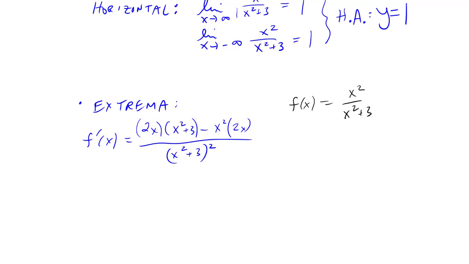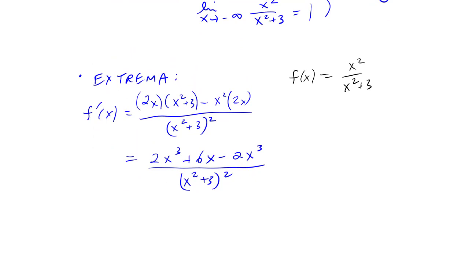Okay, and so I have to work this out now. So that's going to be 2x cubed plus 6x minus 2x cubed over (x squared plus 3) squared. All right, and that's going to end up being, we're going to get the 2x cubes canceling, so we're going to get 6x over (x squared plus 3) squared. Okay, so there's my first derivative. Let me bring this down here. So f prime of x is 6x over (x squared plus 3) squared.